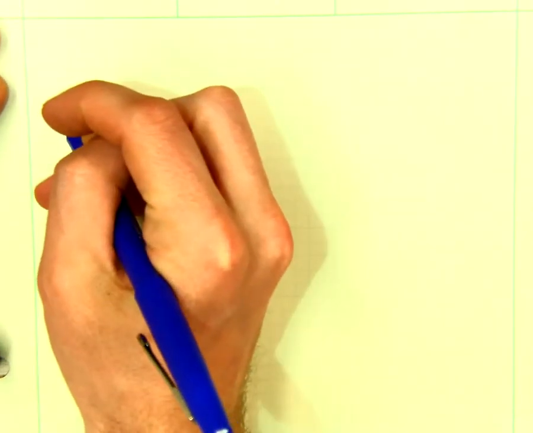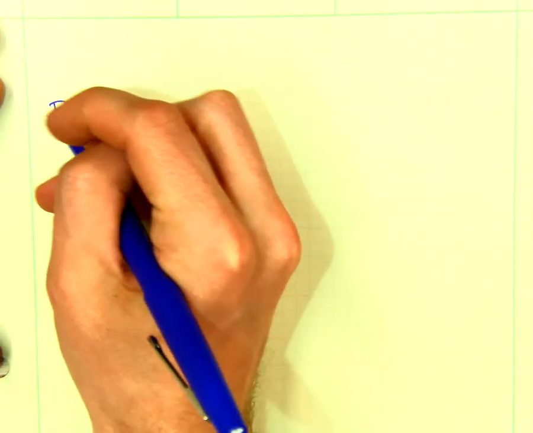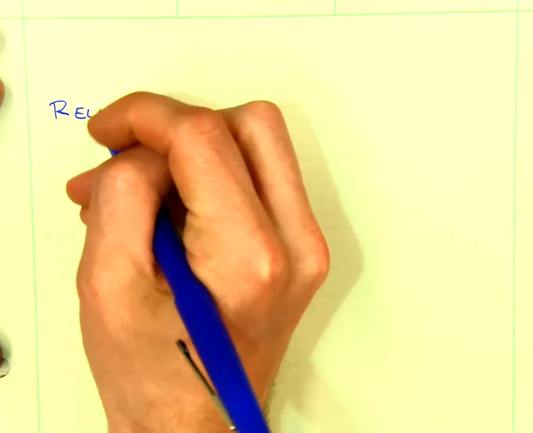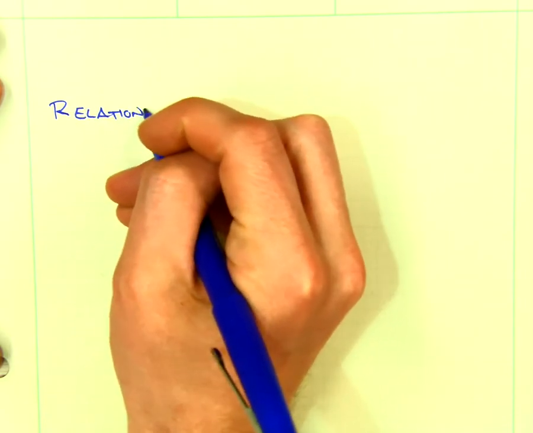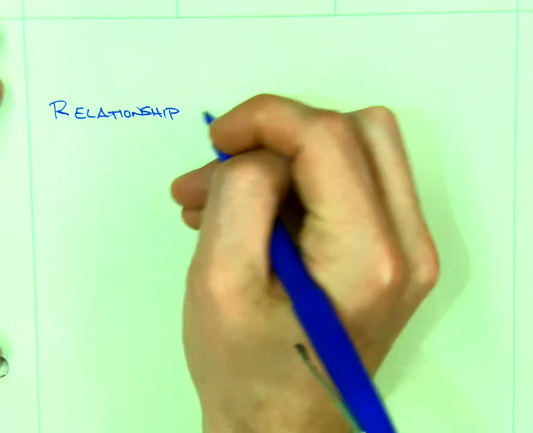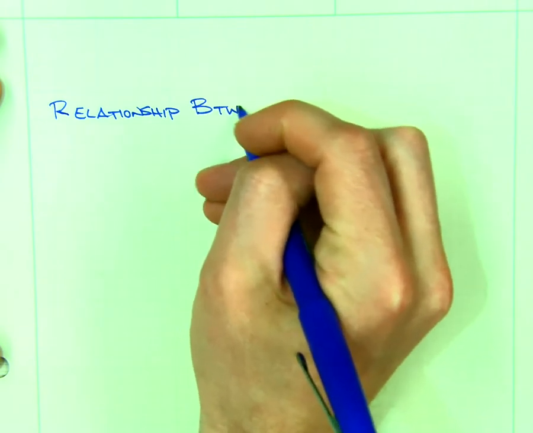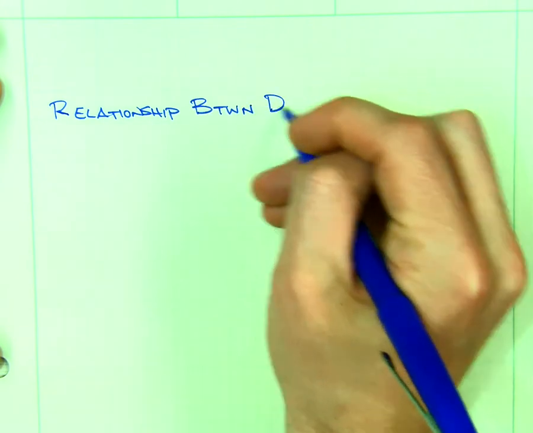Good afternoon, class. Today we're going to start off by talking about the relationship between degrees and radians. And so that's what I want you guys to put for your title of this notes section: the relationship between degrees and radians.